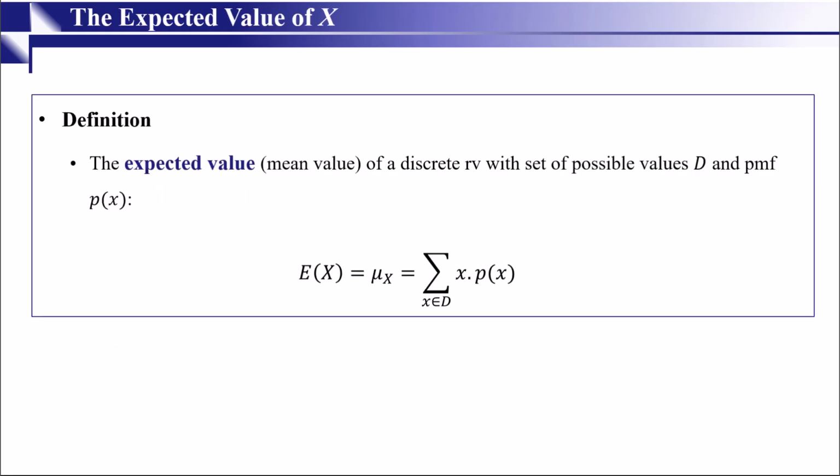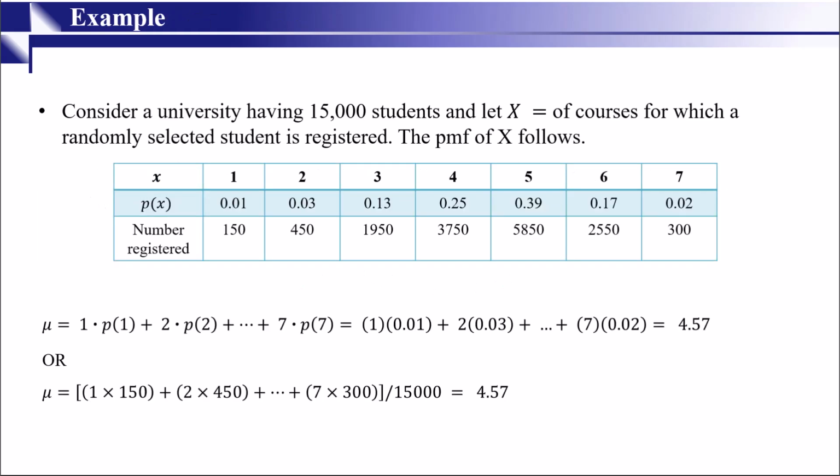The expected value that we show by EX is the average outcome if you repeat an experiment tons of times. So we write EX or mu X is equal to the sum over X in D of X multiply PX. Consider a university having 15,000 students. X is equal to number of courses for which a randomly selected student is registered. The PMF of a student is here, right? X, PX, and number of registered students. PMF, number of registered students, up to here.